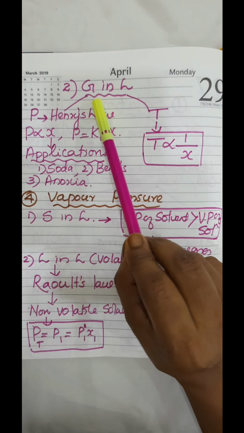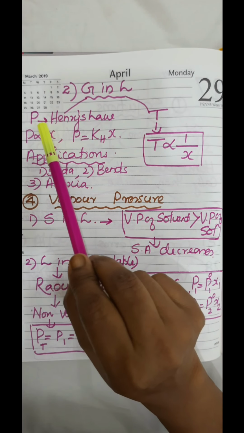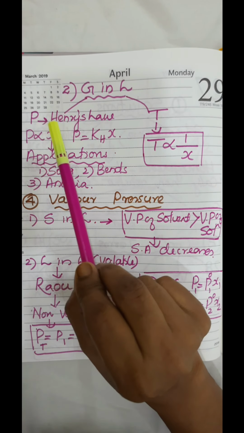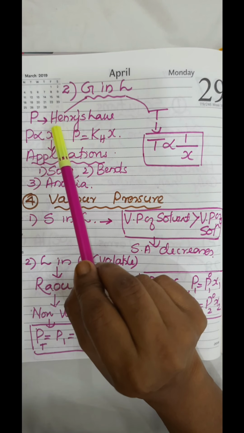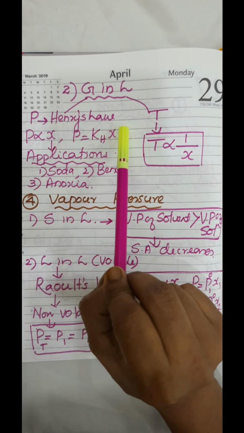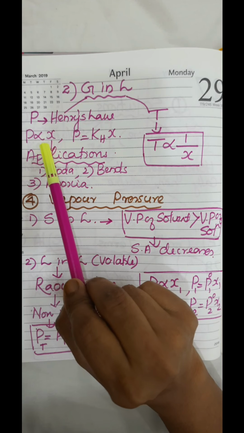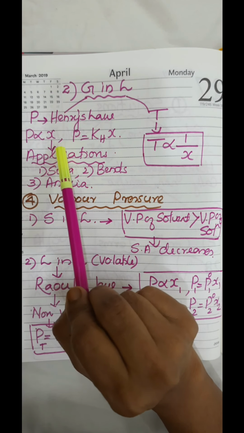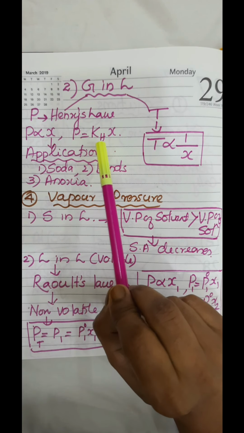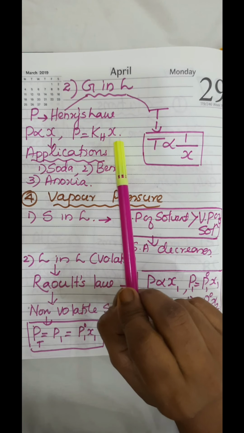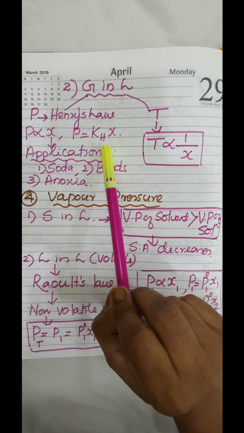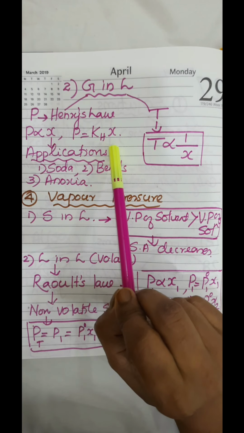The next one is gases in liquids. Pressure has an effect, and there we study one law, that is Henry's law. Henry's law: P is directly proportional to solubility or mole fraction. So P is equal to KH chi. Chi is the mole fraction. KH is a constant, known as Henry's law constant.